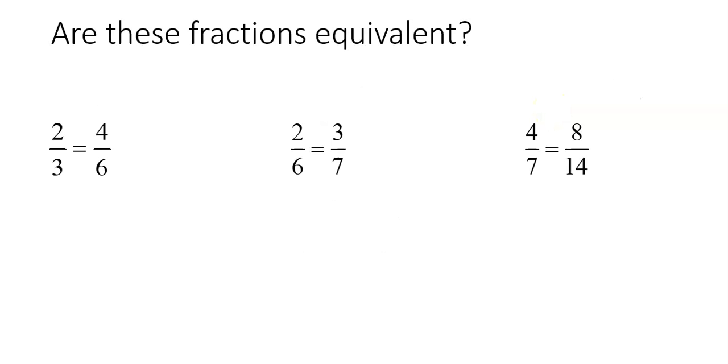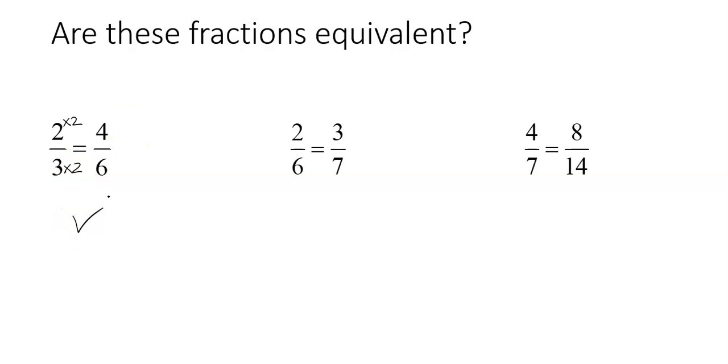Are these fractions equivalent? This is a very common question you'll see on an assessment. Well, check to see if you're multiplying both numerator and denominator by the same number. So in this first example, you would ask yourself, when I go from 2 to 4, what am I multiplying by? Well, that's 2. And then when I go from 3 to 6, I'm also multiplying by 2. And so the fact that we're multiplying both our numerator and our denominator by 2 tells us that yes, these fractions are equivalent.